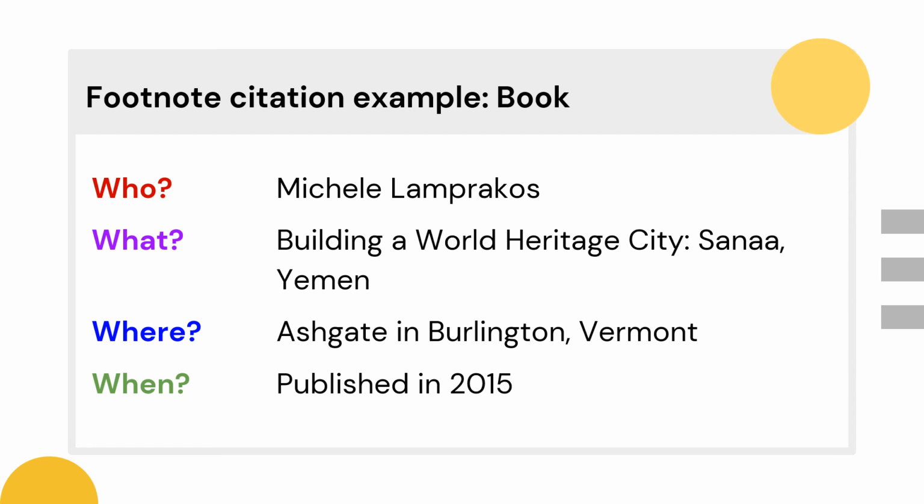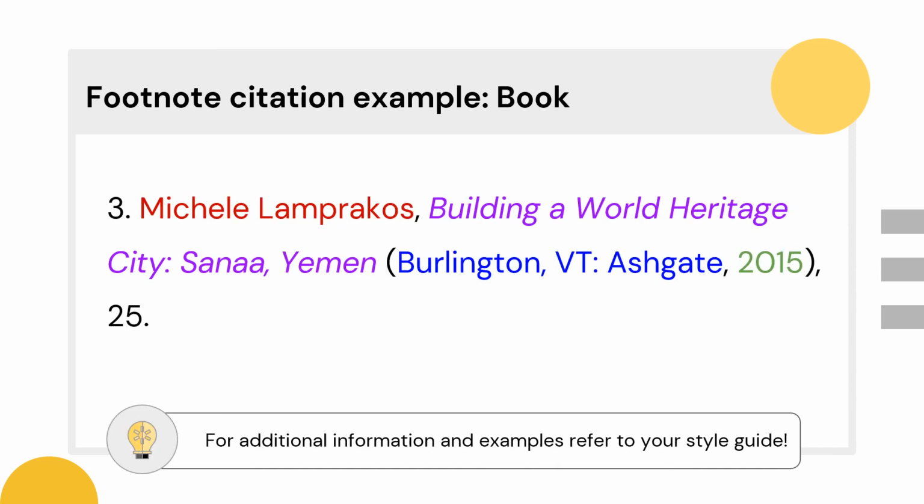First, let's look at the information we'll need for our citation. Take note of the color text for each category, as we'll use this to illustrate the order of the citation in our examples. The author for this example is Michelle Lamprakos. The book is titled Building a World Heritage City, Sana'a, Yemen. The publisher is Ashgate, located in Burlington, Vermont, and the book was published in 2015. Using that information, our footnote would look like this.